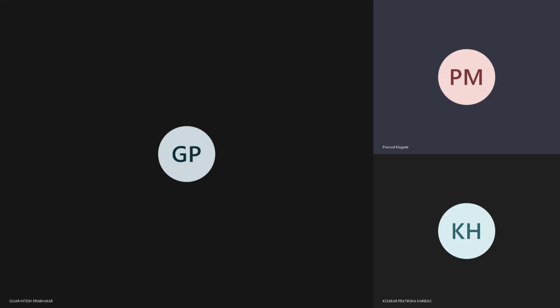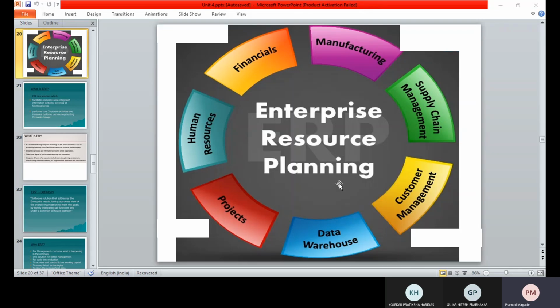It is totally related to the overall development of the particular industry or company. In that case, the various branches are included, such as human resource, finance, manufacturing, supply chain management, customer, data warehouse, and project based. So these are the things which we are going to consider in ERP.